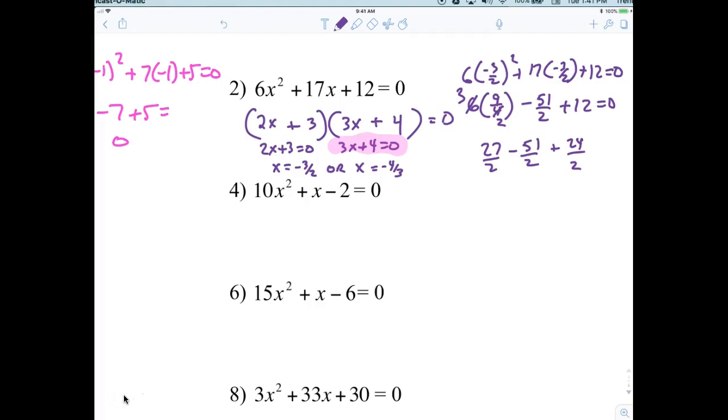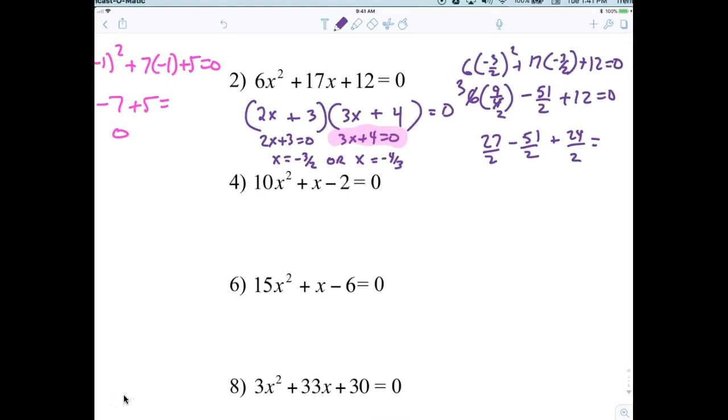And guess what? 27 minus 51 plus 24, what is that? Probably 0. Stay with me. I know you are. I know it's frustrating, okay? So you've got to trust me on this. Staying with me is more important. What's 27 plus 24? 51. 51 minus 51 is 0, and 0 divided by 2 is 0. So is that a correct answer?